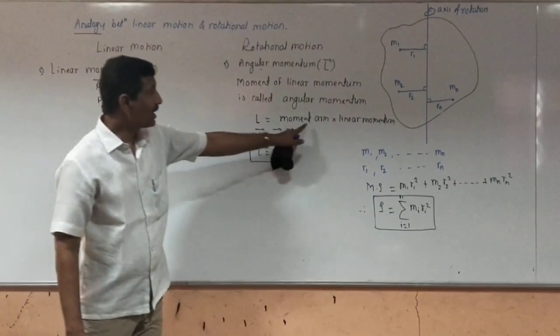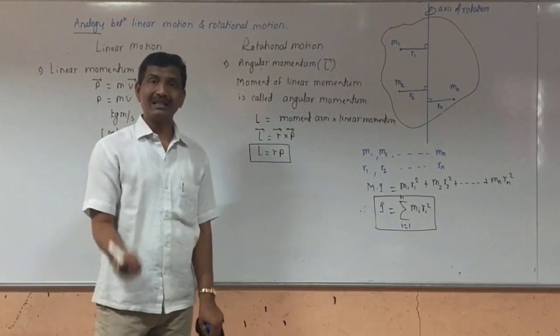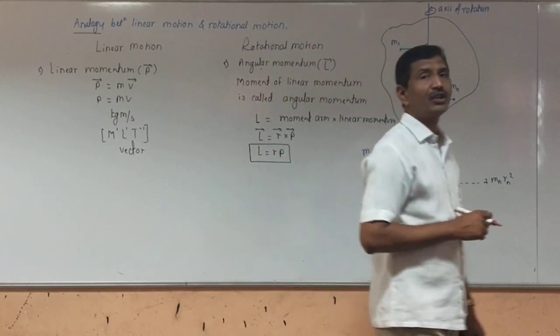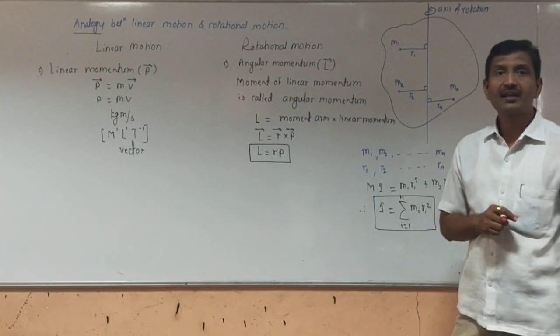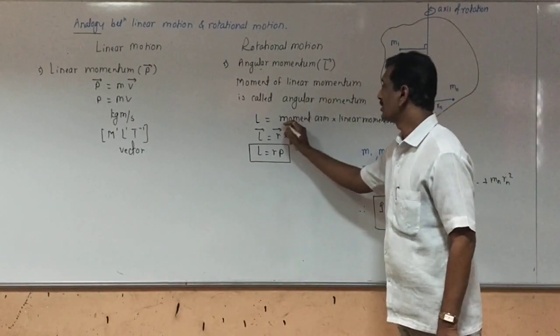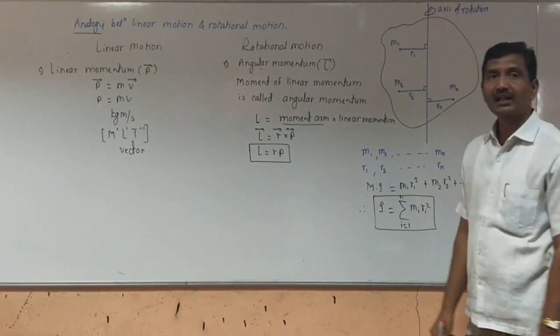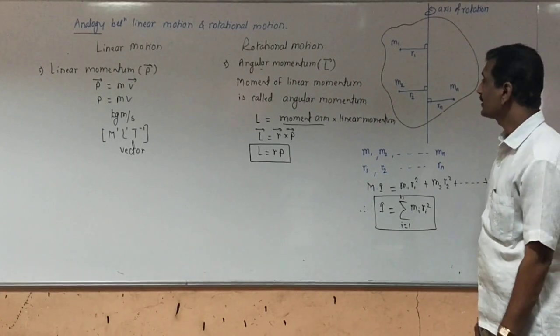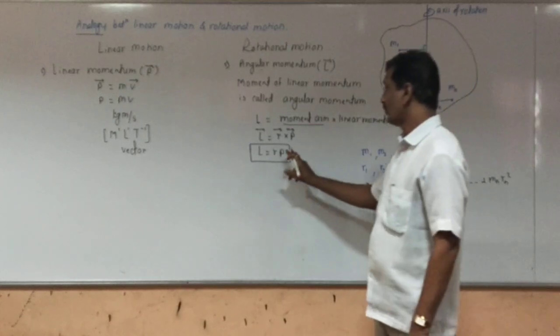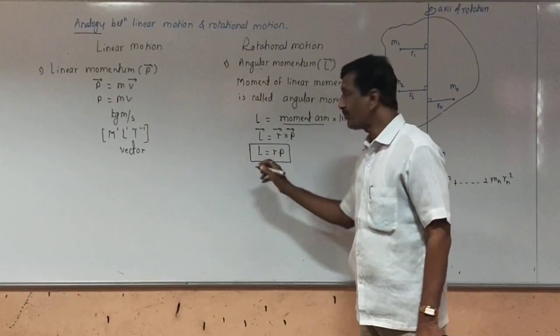Question is, what is the moment arm? It is the perpendicular distance between the line of action of the force and the axis of rotation. Perpendicular distance between the line of action of a force and axis of rotation is called the moment arm. What is the linear momentum? It is the product of mass and velocity.